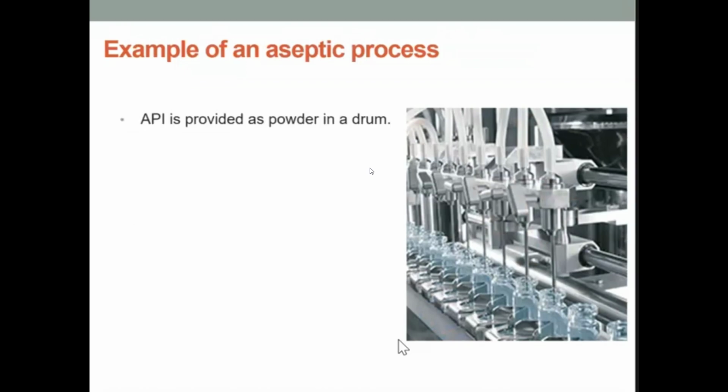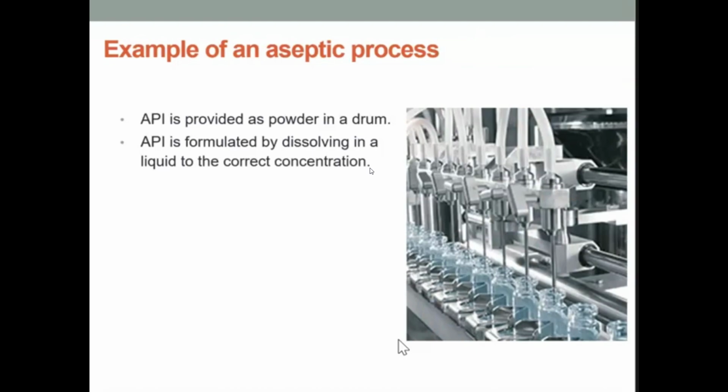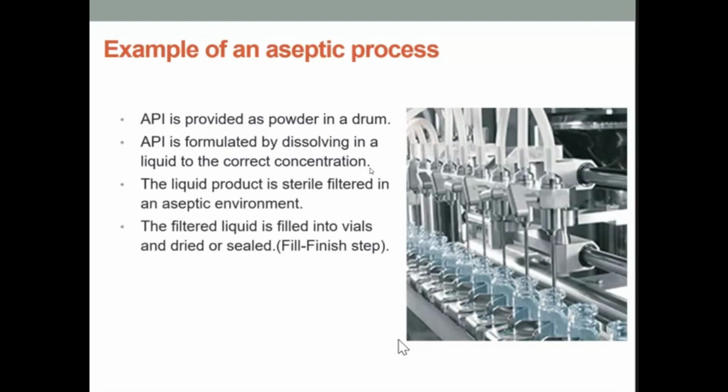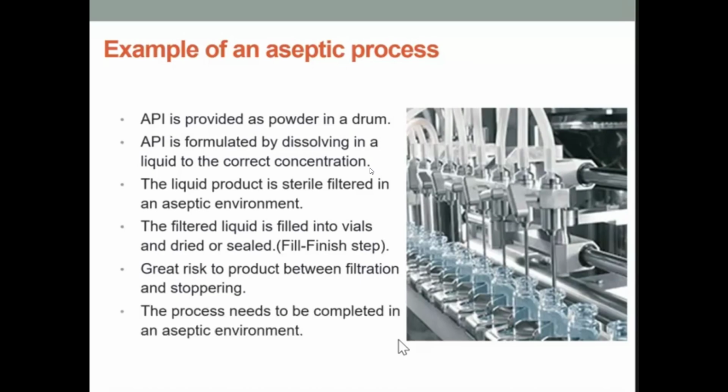Example of an aseptic process. Your API is provided as a powder in a drum. The API then is formulated by dissolving it in a liquid to the correct concentration. The liquid product is sterile filtered in an aseptic environment. The filtered liquid is filled into vials and dried if appropriate or sealed. Finish step. The great risk to the product is between filtration and stoppering, so that part of the process is very critical. The process obviously needs to be completed in an aseptic environment so that no microbial contamination can occur.